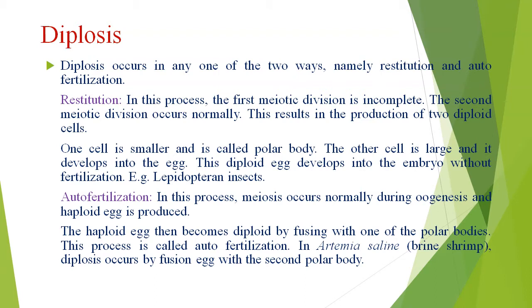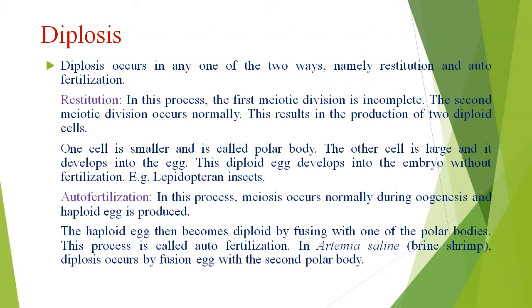Here, when we discuss diplosis, diplosis occurs in one of two ways, namely restitution and autofertilization. Restitution: in this process, the first meiotic division is incomplete. The second meiotic division occurs normally. This results in the production of two diploid cells. The smaller cell is called the polar body, while the larger cell develops into the egg. The diploid egg develops into the embryo without fertilization, for example, in Lepidoptera and other insects.